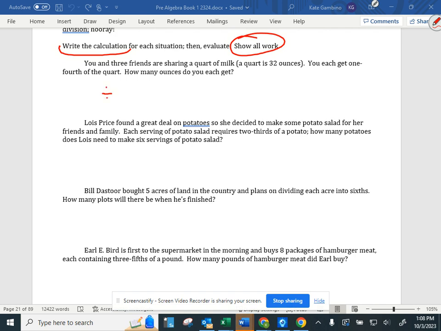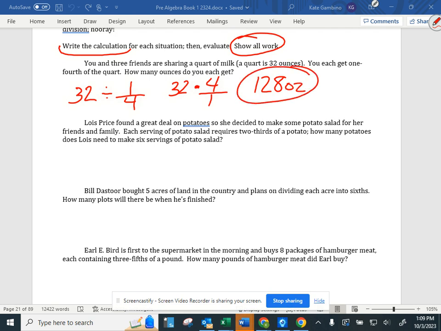So what am I dividing? You're dividing 32 and 1/4. So if I'm dividing 32 by 1/4, by divide I need to flip to multiply, and I flip to my reciprocal. So do I want 32 times 4? No. Can I get 128 ounces when we only started with 32?